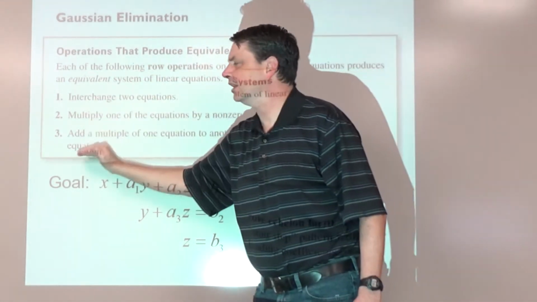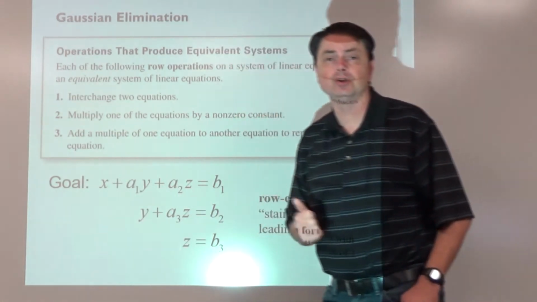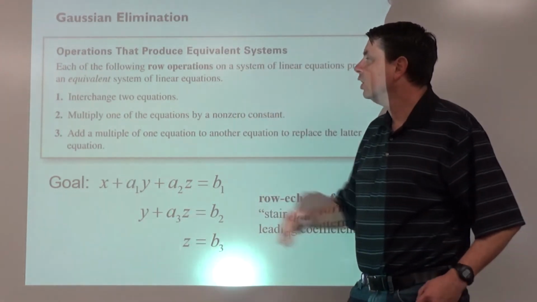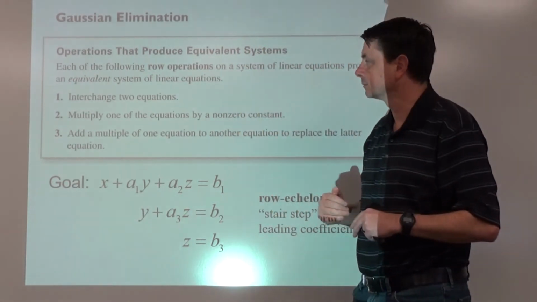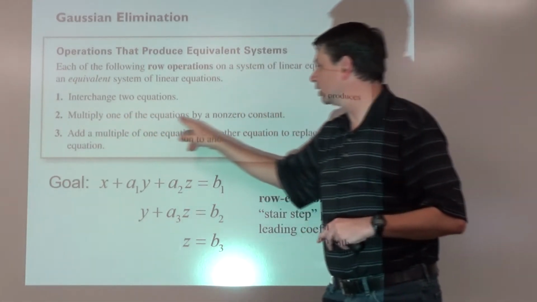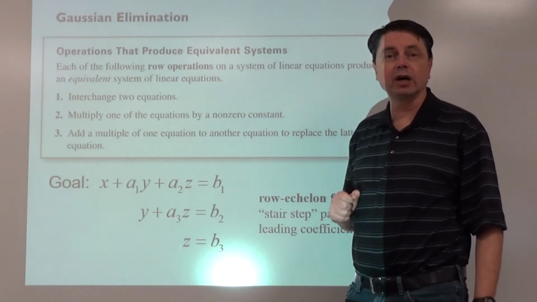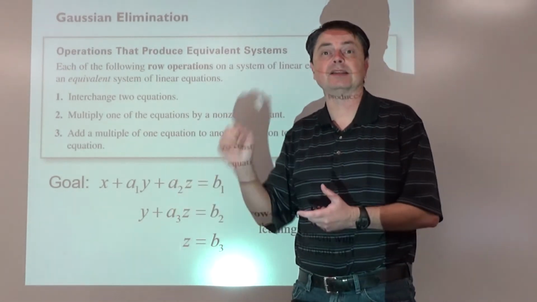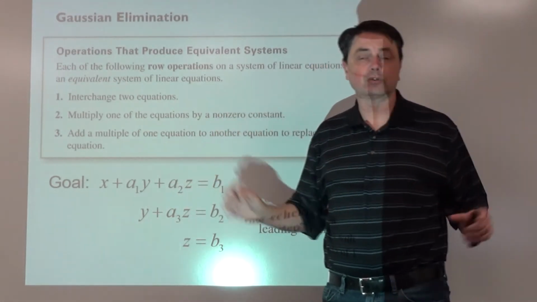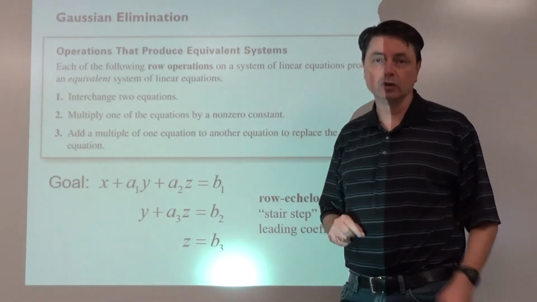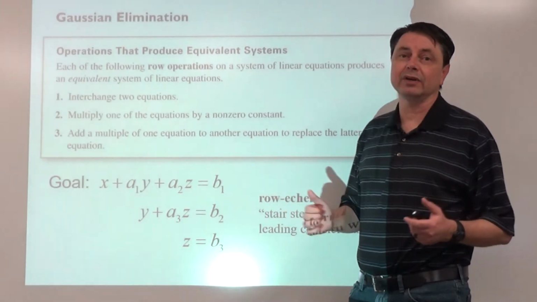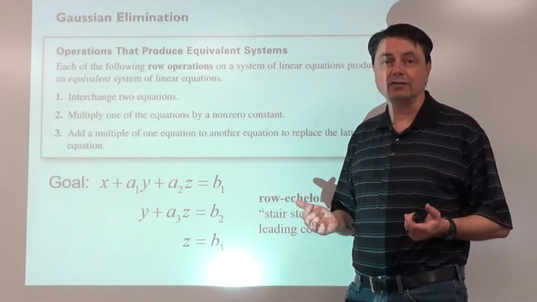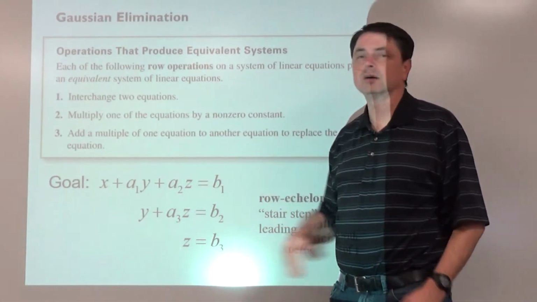Here are the 3 things that we're essentially allowed to do within Gaussian elimination. We can take any 2 equations and switch places. We can multiply one of the equations by a non-zero constant. Say, I would like to multiply the second equation, everything through by 5. That's legal by row operation number 2. Or I want to multiply everything by 1/2. That's legal by number 2.